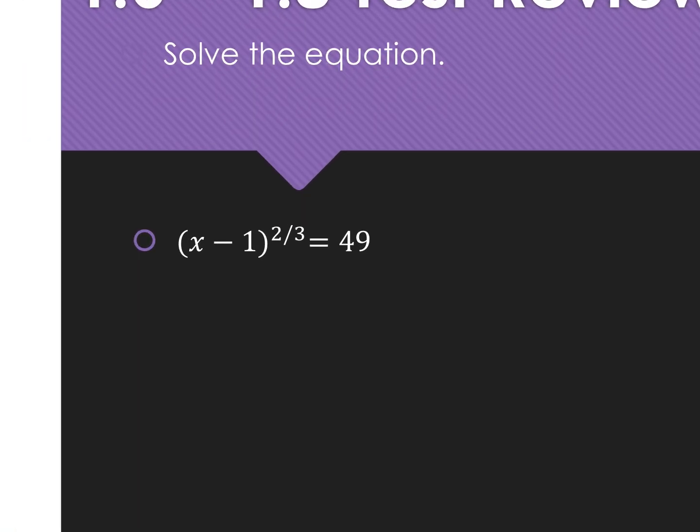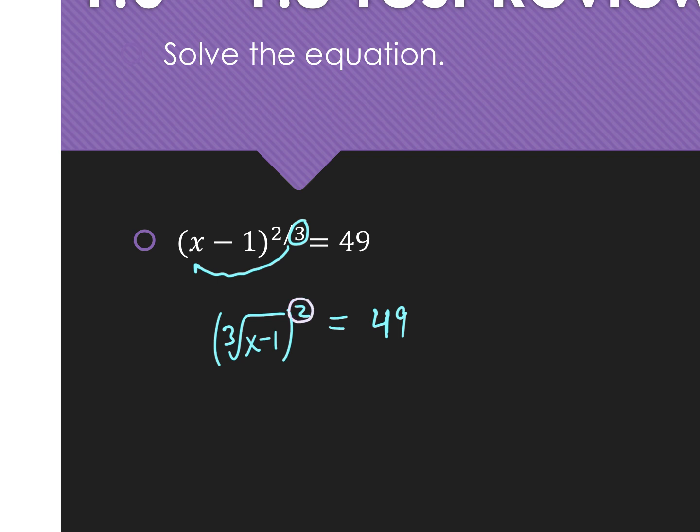So something like (x minus 1) to the 2/3, I can change this to radical form. I would put that 3 up front and make this the cube root of (x minus 1) squared. You could also, as some other people have maybe shown you, use the reciprocal and raise both sides to the 3/2. But when you do that, it's not as obvious that you're going to get a plus or minus answer.